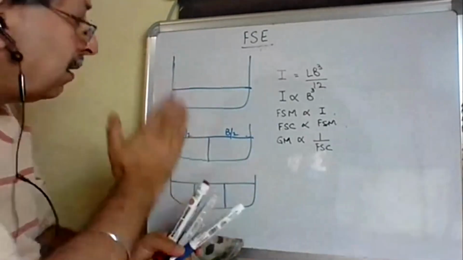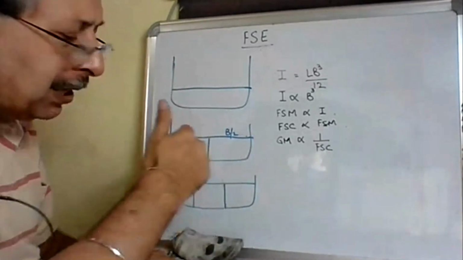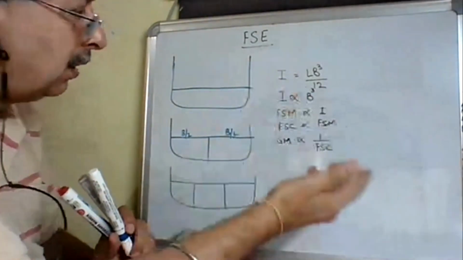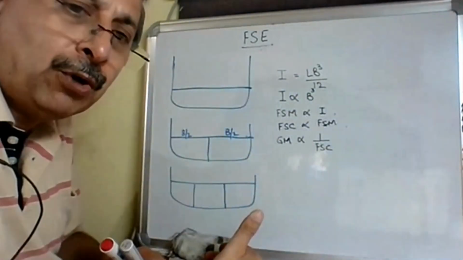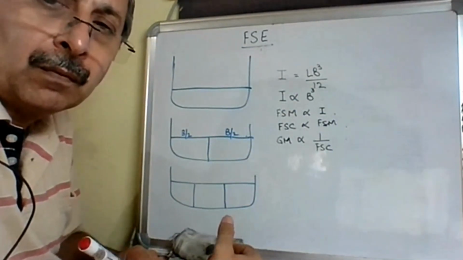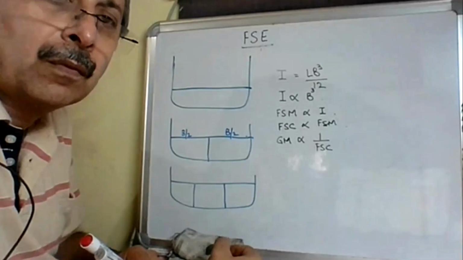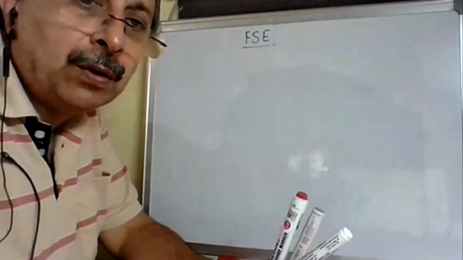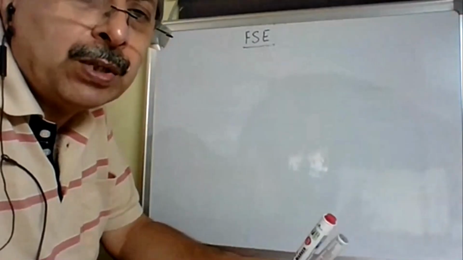That means the more number of subdivisions I keep creating and I keep reducing the breadth, therefore a vessel free surface will keep coming down. Is that okay? Is that fine with everybody? Yes, sir. Okay. So let us come to those questions now where the breadth is in question.